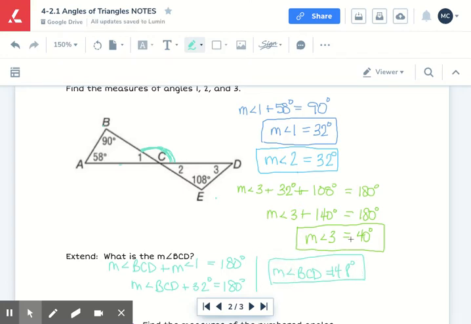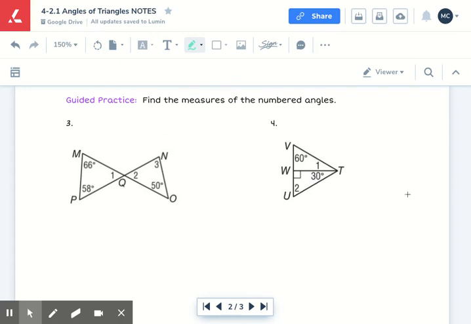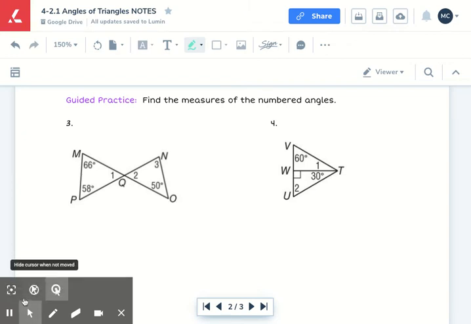Okay, so because of the way that the picture's set up, that makes this angle that they were asking me about a linear pair with some of the angles inside the triangle. This is also what we would call an exterior angle, which leads us into our next theorem. We do have a couple of guided practice questions here, so you're going to pause the video at this point and try these two problems. You're going to find the measures of all of the numbered angles, and then come back and see how you did.